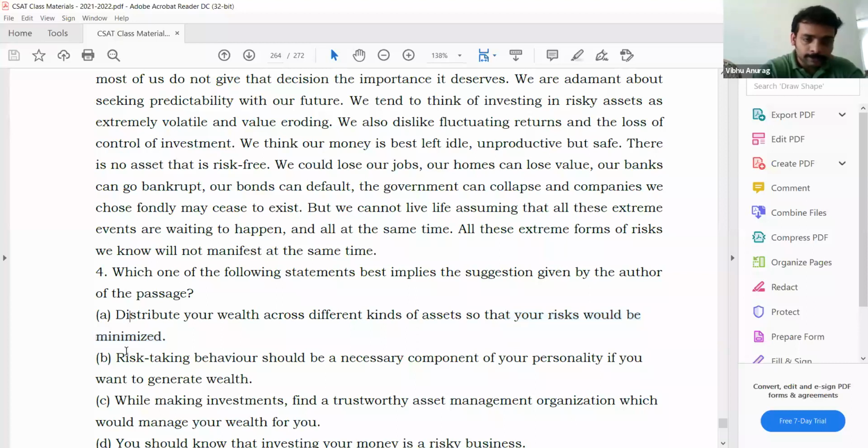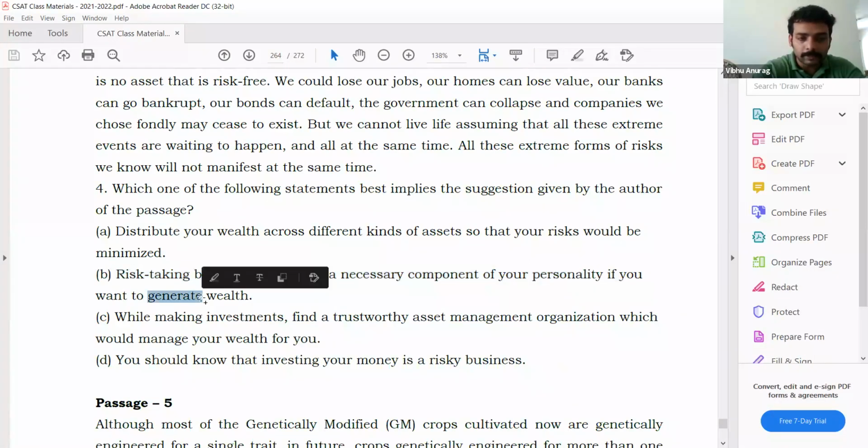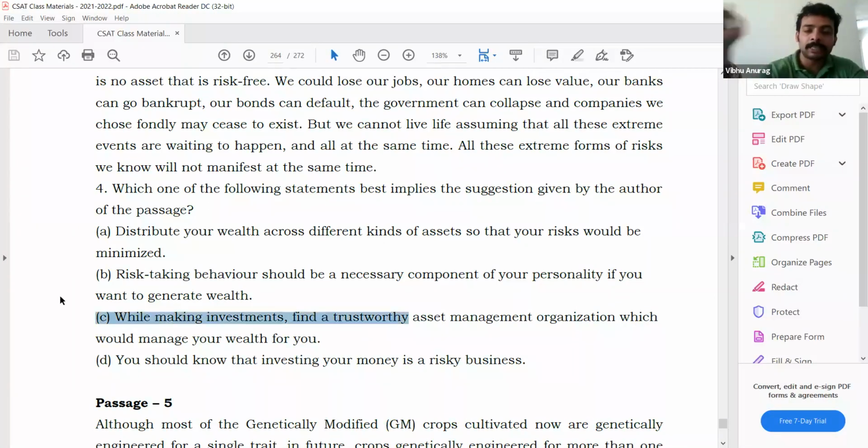So A is wrong. B, risk-taking behavior should be a necessary component of your personality if you want to generate wealth. That is correct. He is trying to motivate people to take some amount of risk. Then C, while making investments, find a trustworthy asset management organization which would manage your wealth for you. Is he talking about outsourcing your wealth management? The answer is no. He's not talking about outsourcing your wealth management.